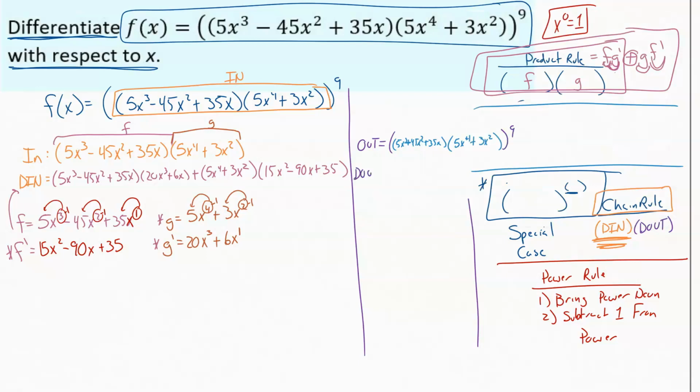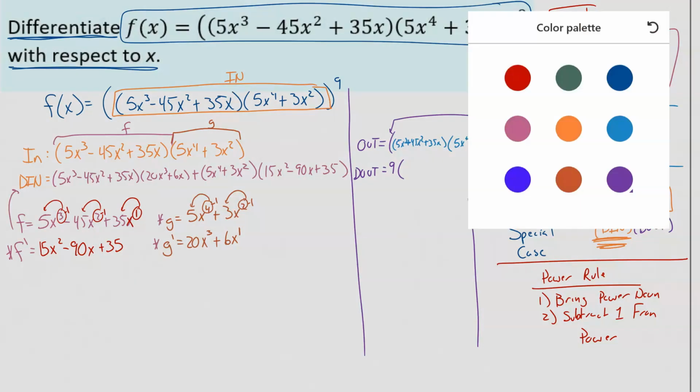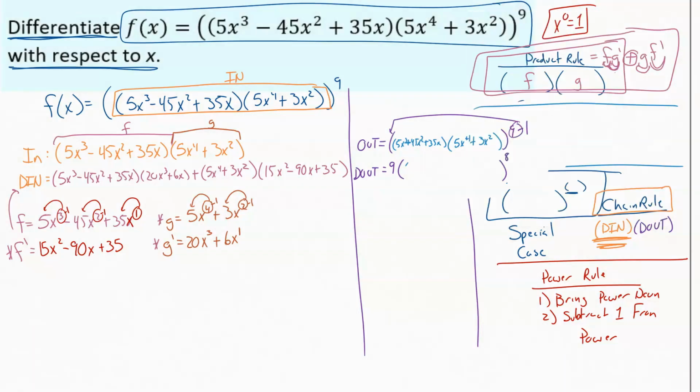When we're doing the derivative of the outside, this is just a big power rule. You're going to bring the 9 down in front. You leave alone all that junk that you already took the derivative of, so all that stuff there, and then subtract 1 from the power, so 9 minus 1 is 8. So again, all that stuff that was on the inside, it comes along for the ride. 5x cubed minus 45x squared plus 35x. All of that times 5x to the fourth plus 3x squared. All of that is still inside our parentheses.